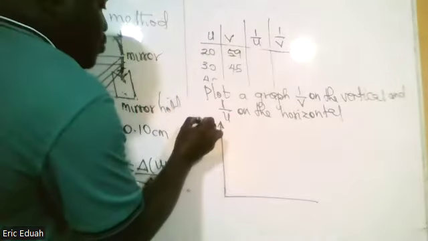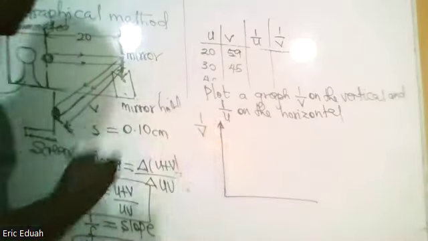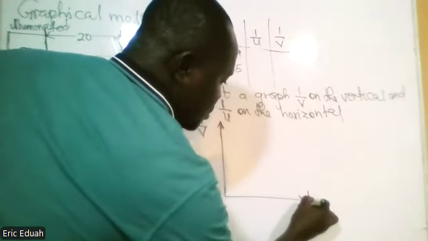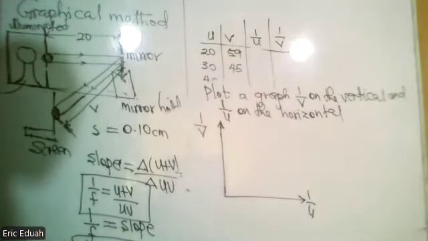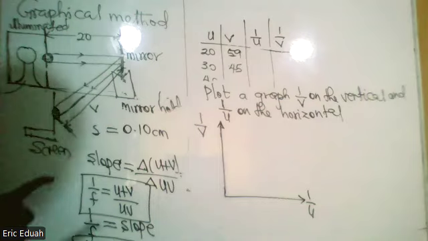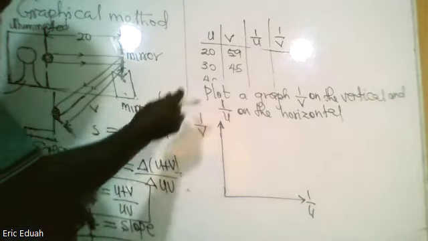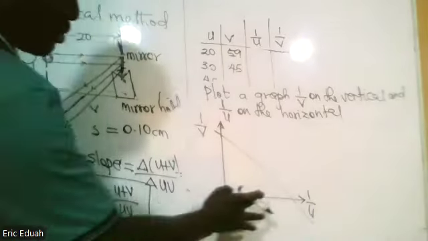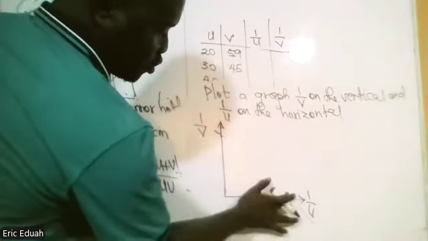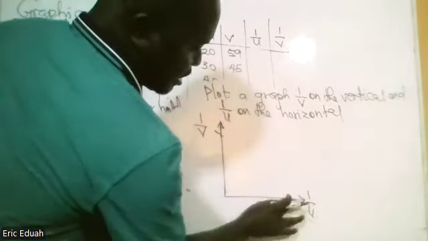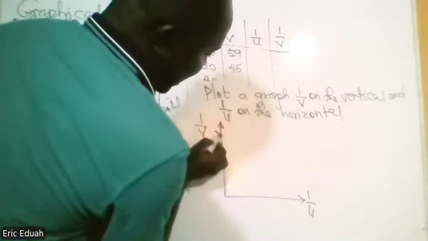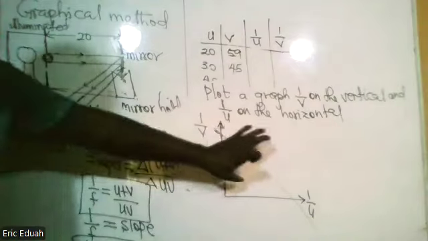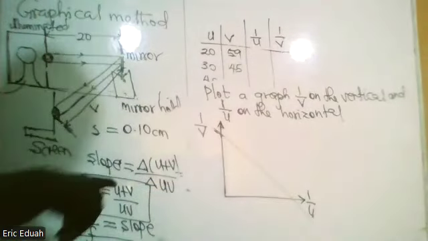The vertical is 1 on v. The horizontal is 1 on u. Now when you plot such a graph with your values, you get a negative slope. Please, when you go to school, if you haven't gotten the practical textbook, do so, buy it, and then go through the practicals. You will understand it better.